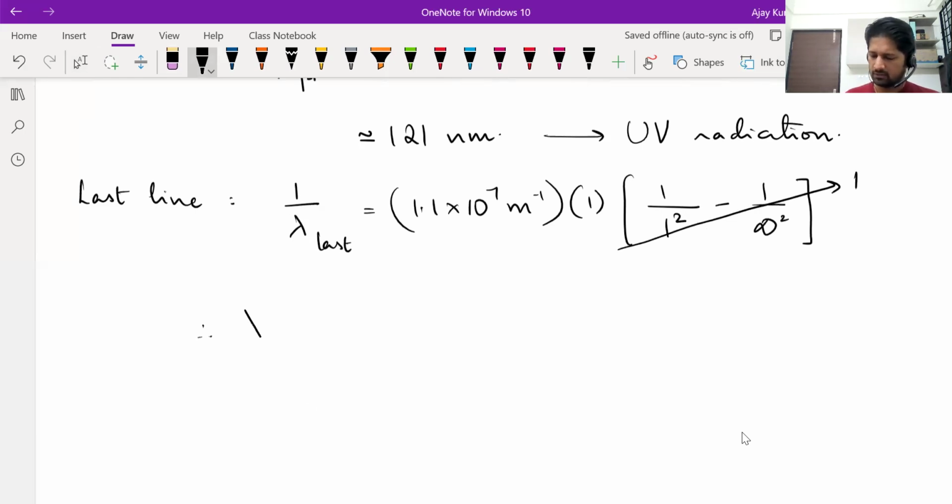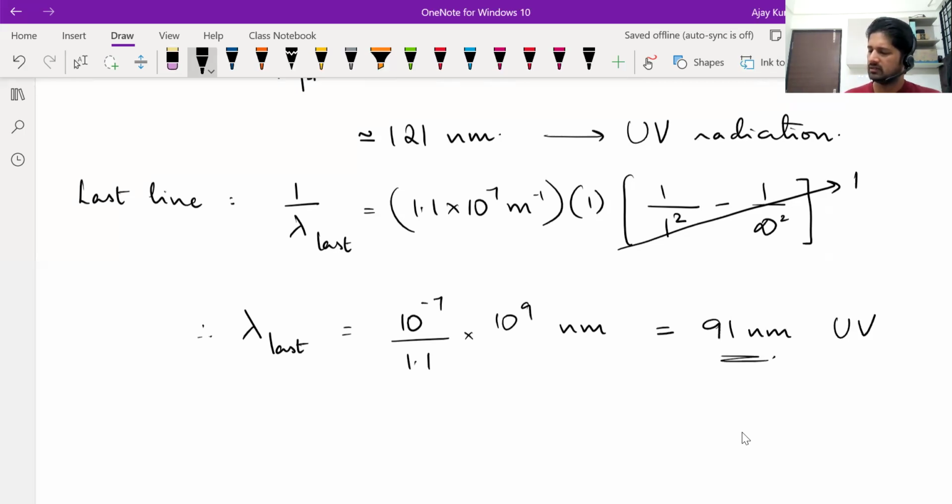Therefore, wavelength of the last line of the Lyman series is 10 power minus 7 divided by 1.1, and that's in meters. If you want in nanometers, multiply it with 10 power 9. So 100 divided by 1.1, that is close to 90.9. We'll take it as 91 nanometers. This is also in the UV region itself.